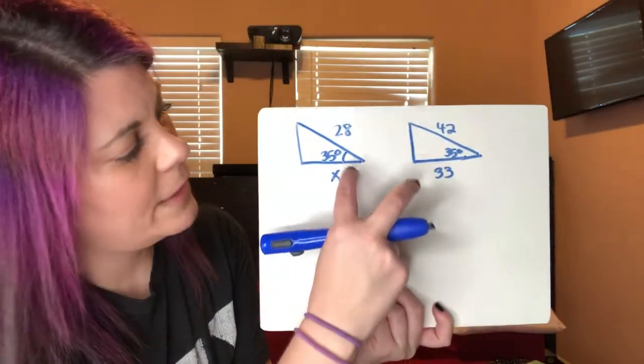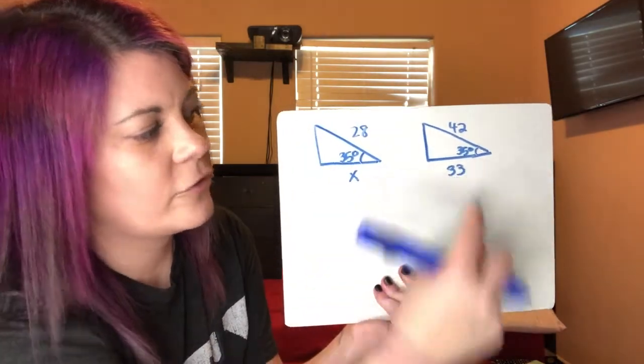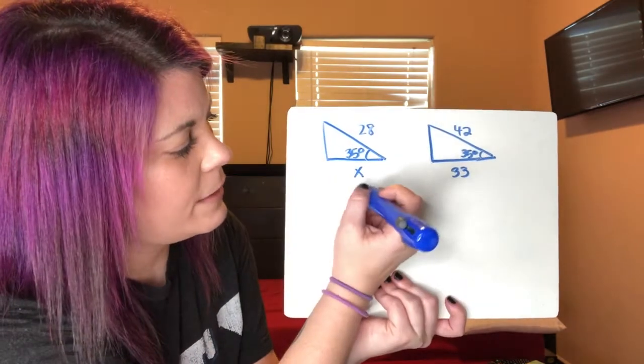Now we're going to talk about finding a missing side of a similar triangle by using a proportion. You can go and watch the proportions video if you don't understand proportions. I have made a video over that. So let's just see this. We have 28, x, and 35. And then we have another triangle, 42, 33, and 35. In this case, you see that we have an angle 35 in each of these. So we know that 28 corresponds to 42 and x corresponds to 33. So we can write our proportion that way.